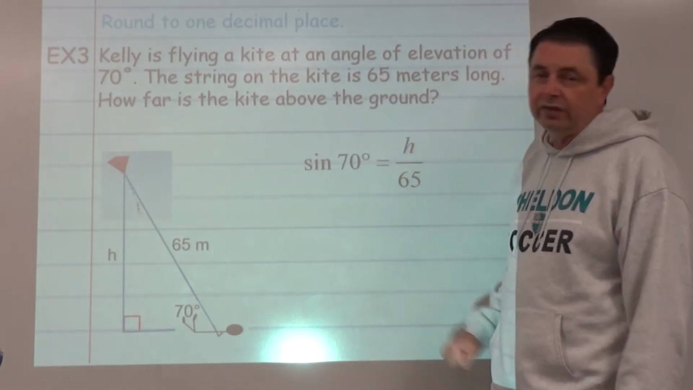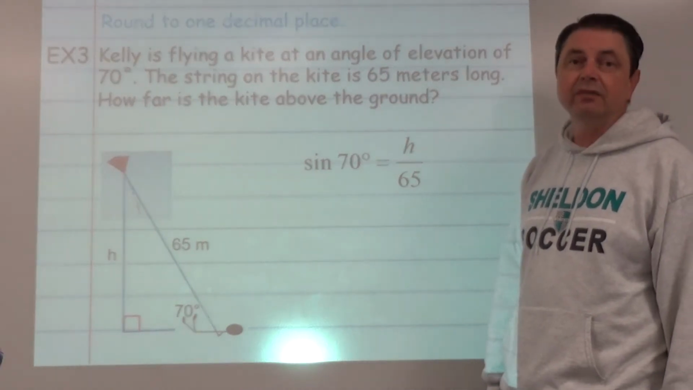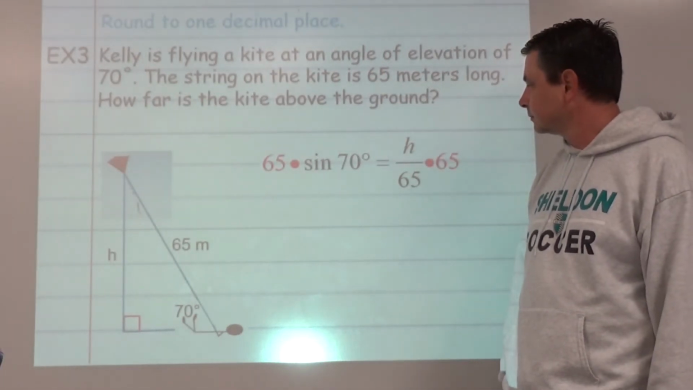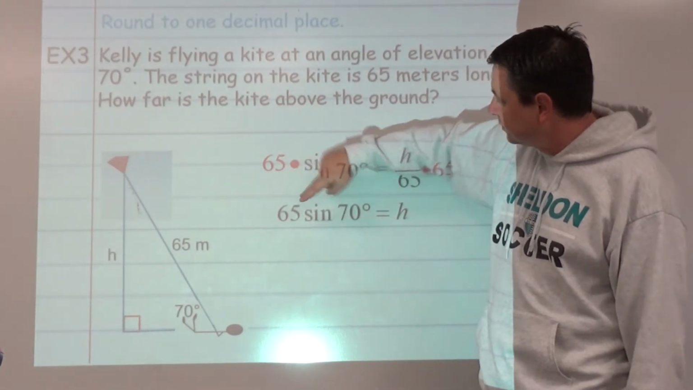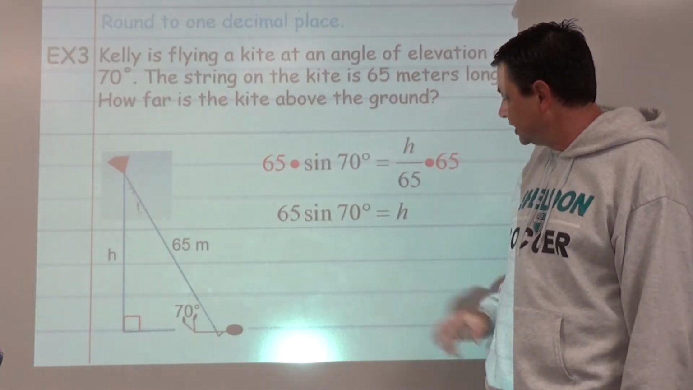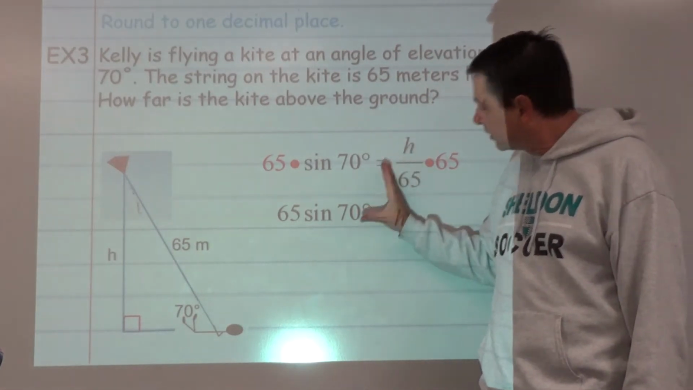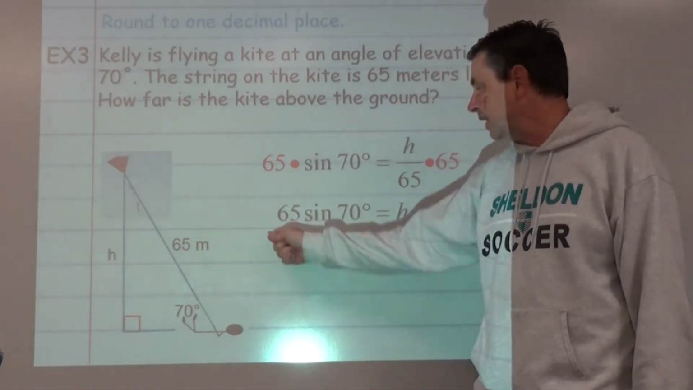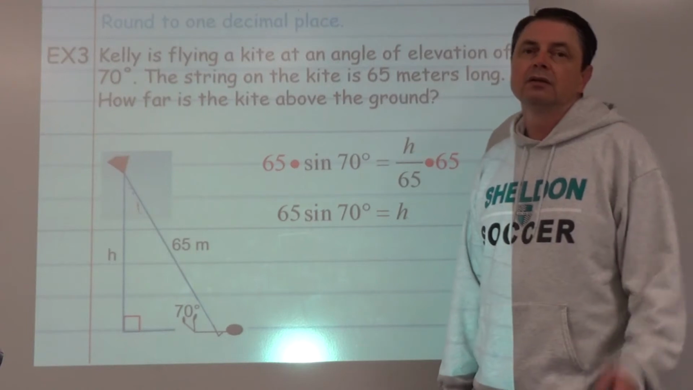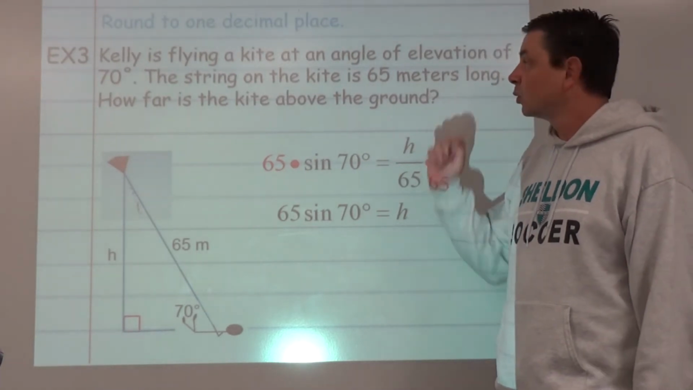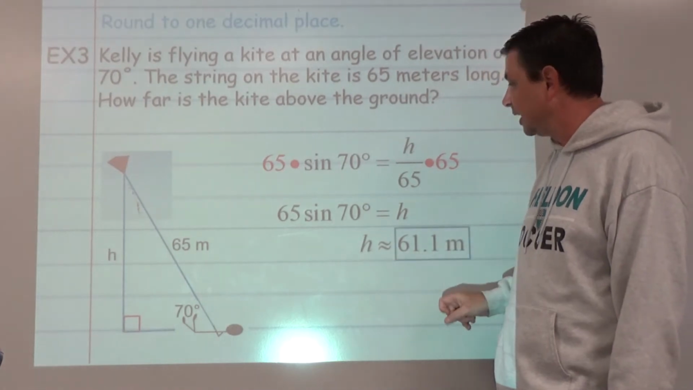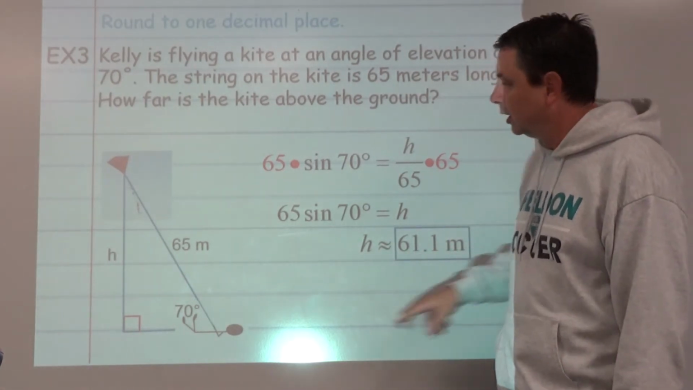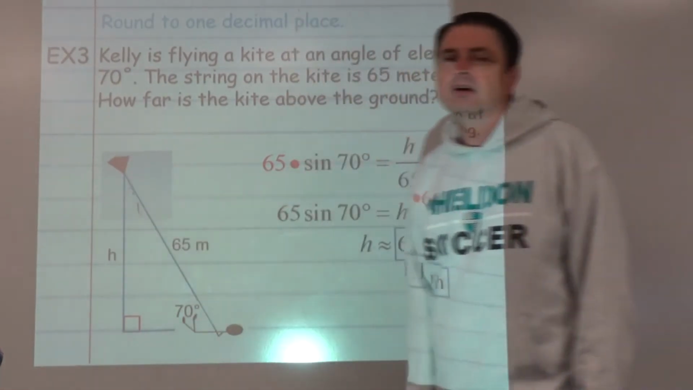All right, let's undo our division. Let's multiply both sides by 65. Cancels out. H equals 65 times the sine of 70 degrees. H is by itself. That must mean we're ready to type that into your calculator. See what you get. Approximate to 1 decimal place. Include the units. H is about 61.1 meters off the ground.